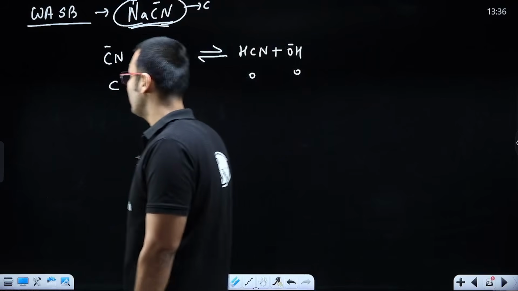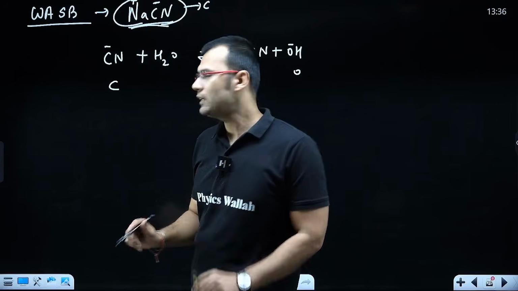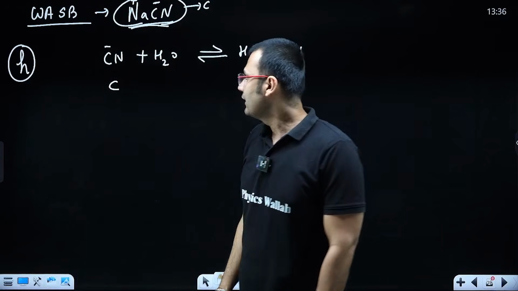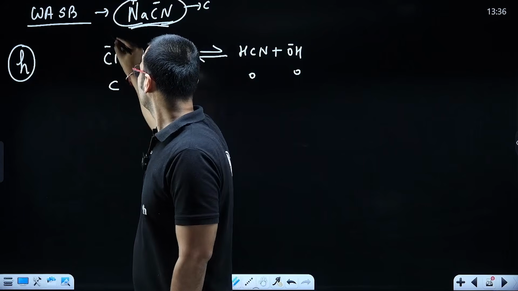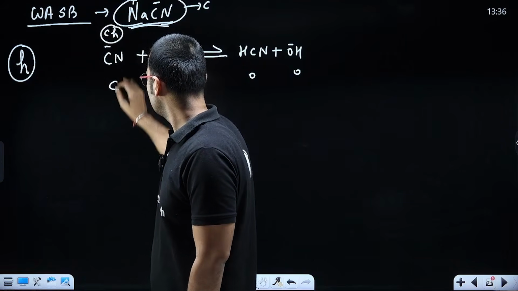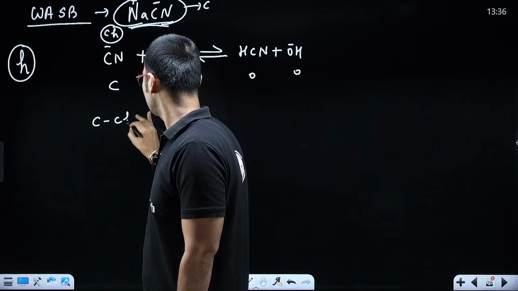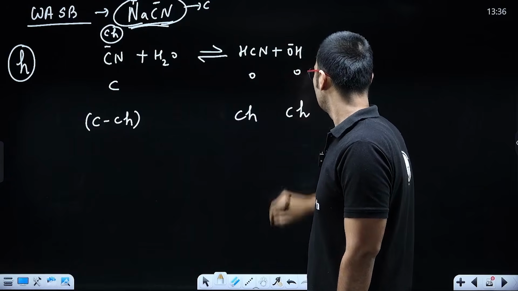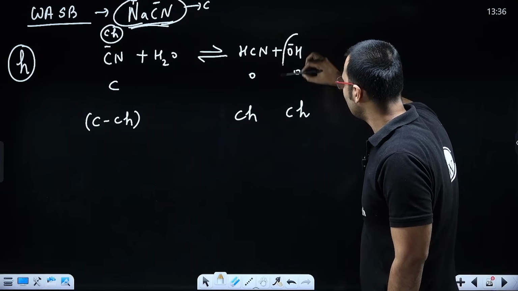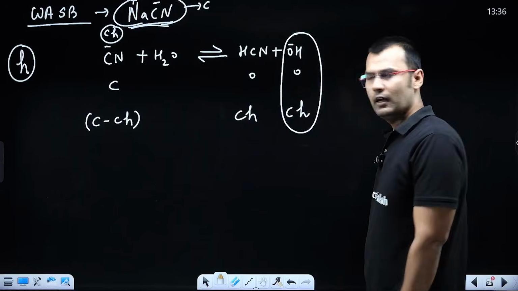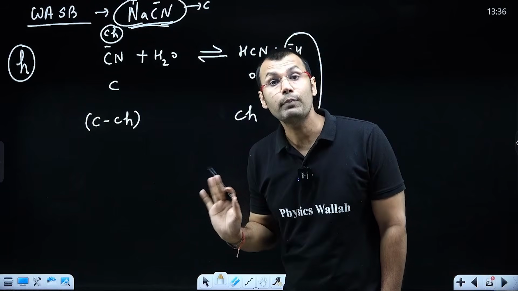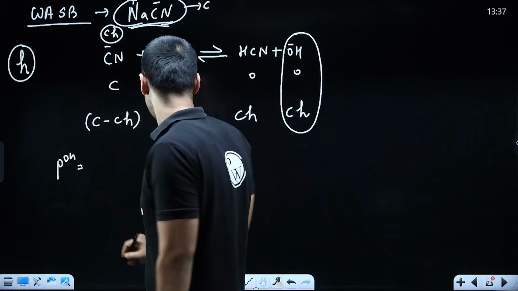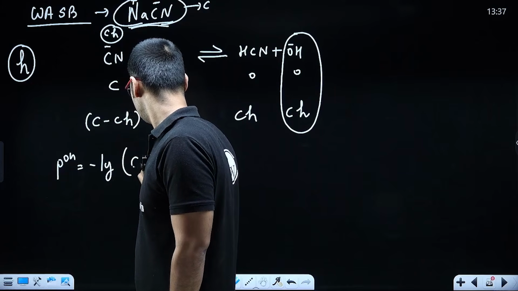Just like degree of dissociation, we have a term here called degree of hydrolysis, h. If the degree of hydrolysis of this salt is h, then the hydrolyzed amount will be C into h, that is Ch. After hydrolysis, the anionic part will remain C minus Ch, and the products will be Ch and Ch. From here you can notice that we are getting the concentration of OH minus as Ch, and from here you can proceed with the calculation of pOH. You can say that pOH will be nothing but minus log Ch.